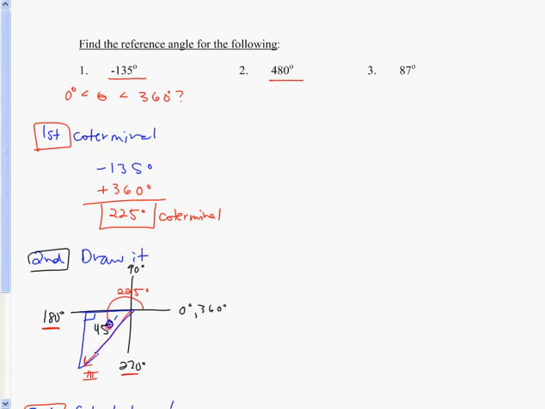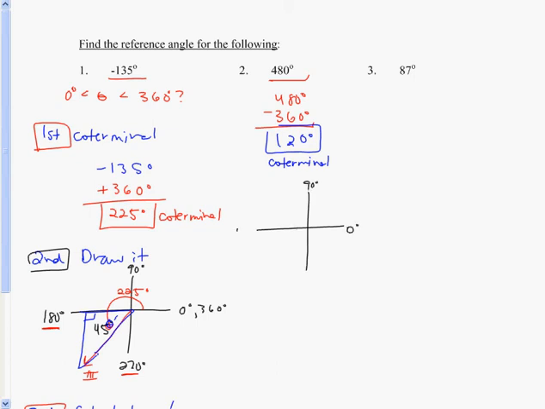480 degrees. Is it between 0 and 360? No. So the first step is I take my 480 degrees, and in this case, I'm subtracting off 360 to find something coterminal with it that works between 0 and 360. Is 120 between 0 and 360? Yes. So this is my coterminal angle without any trouble. Second step, draw that coterminal angle.